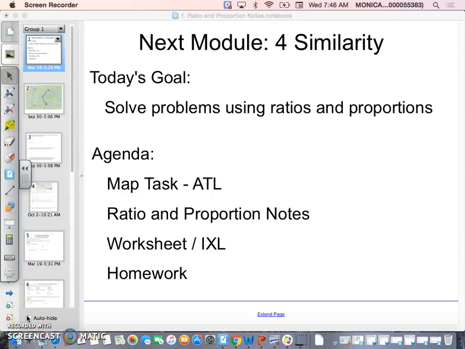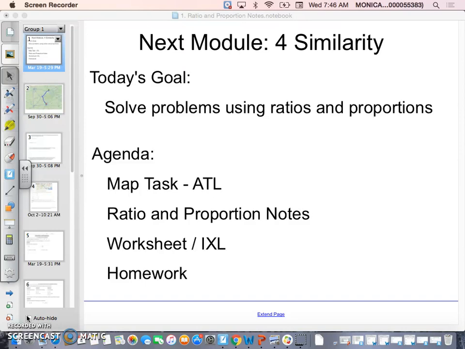Yay! Today we get to start our next module, Module 4. This marks the halfway point of the semester. So make sure you have all your grades in by Friday of everything for Modules 1 through 3, because all that's going to close on Friday.